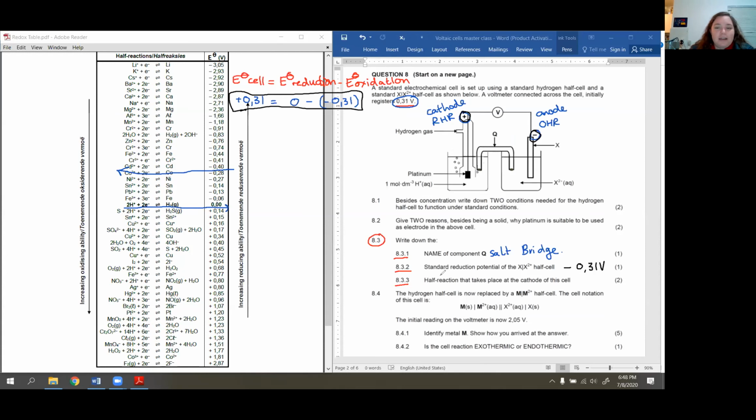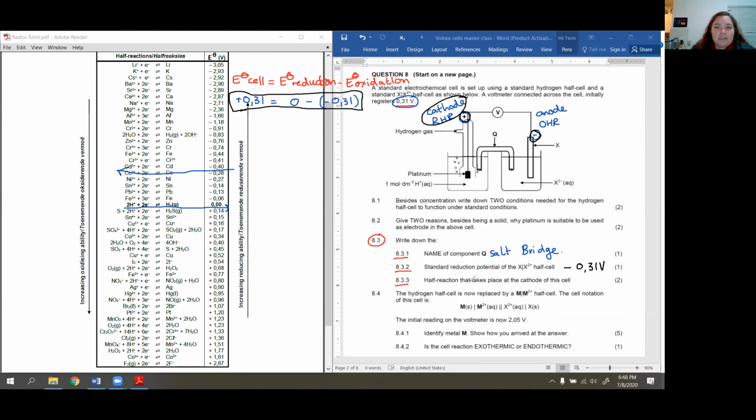Then you were asked to write down the half reaction that takes place at the cathode. Now, we're really lucky here. We'd have figured out that the cathode was the positive. I must be honest, I didn't see that plus and minus until it came to me being about to say, oh, well, you could do it either way. And then I suddenly thought, no, you can't do it either way.